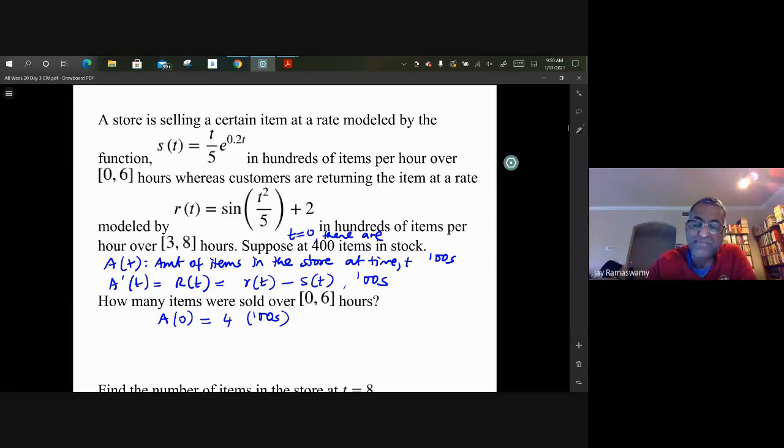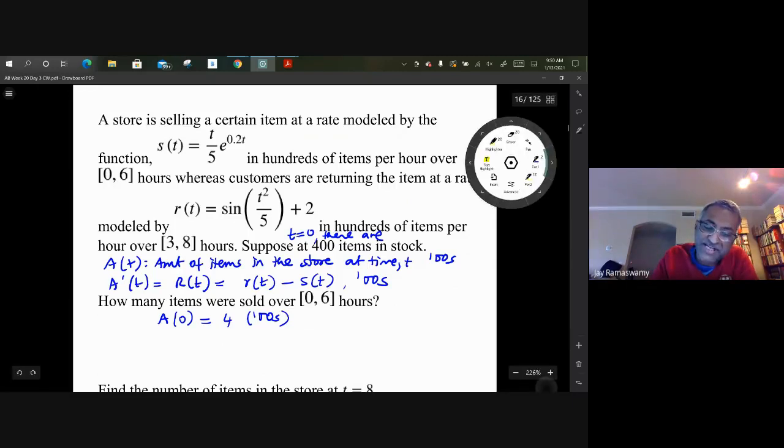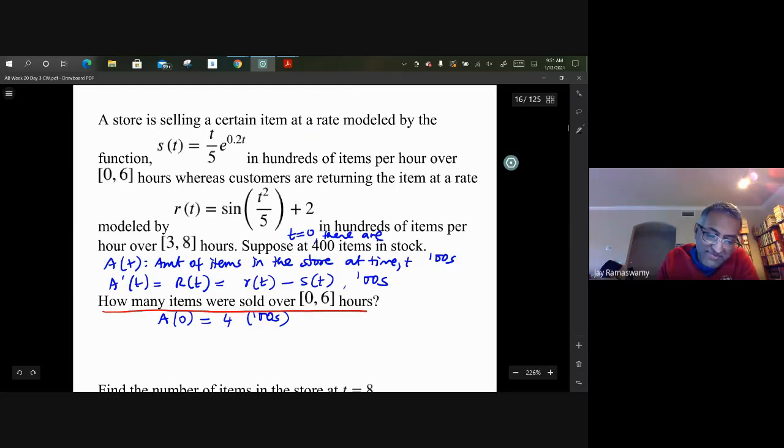I want you to get practice. See if you can set up the problem yourselves. I'll switch to red so I can focus your attention. Do not speak. I just want you to set up the problem. It says, how many items were sold over 0 to 6 hours? Give me a left-hand side, give me a right-hand side. It's not a trick question.